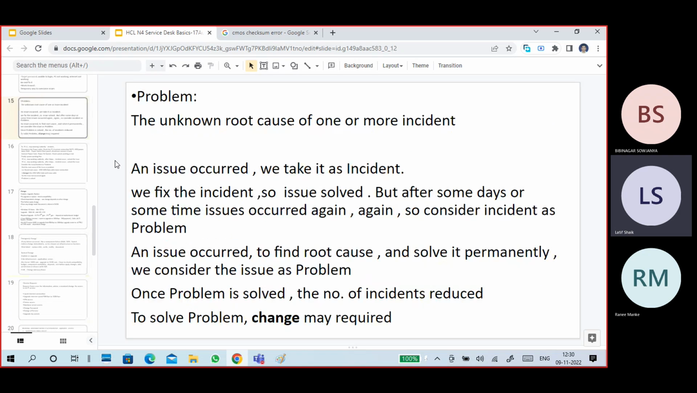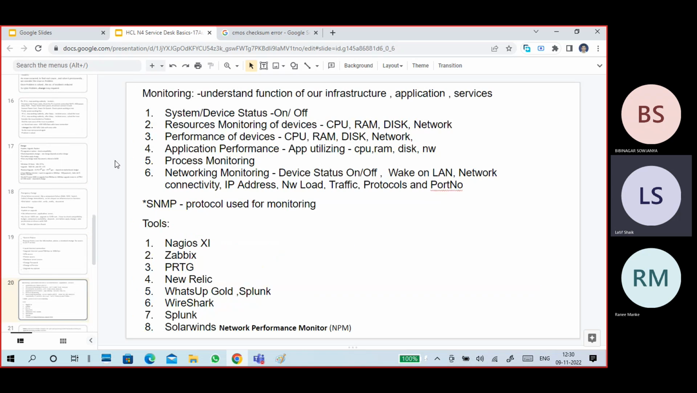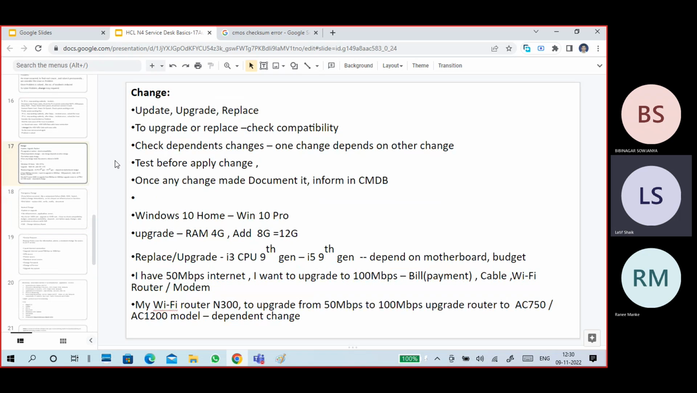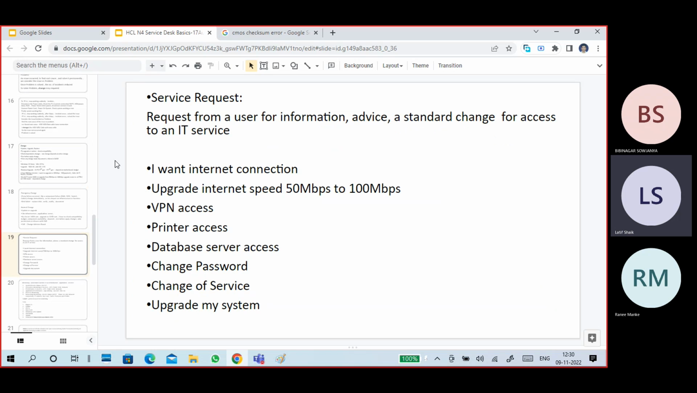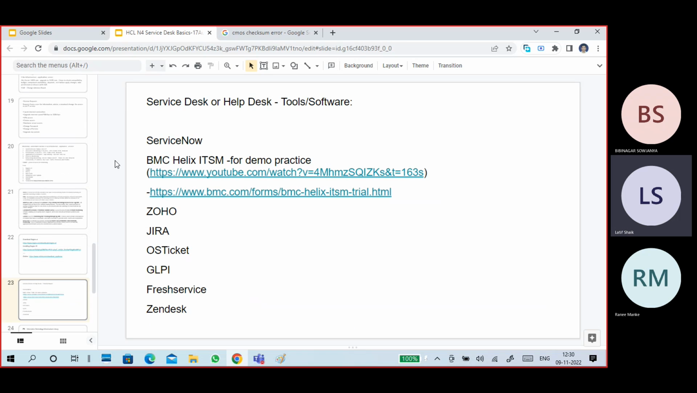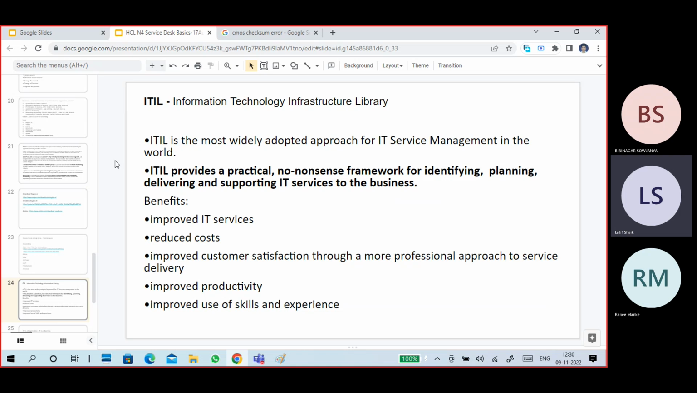Incident and problem deal with issues. Service request and change are related. Of course, change is used in both incident and problem management, and also in service requests. Change requirement is separate. Okay guys, this is all I explained, I think. What is left is the ITIL part.